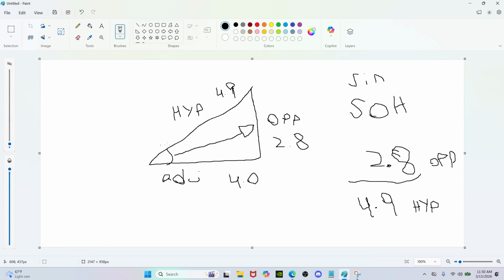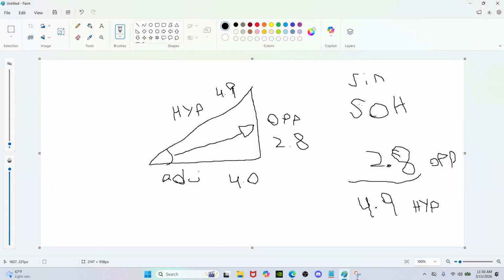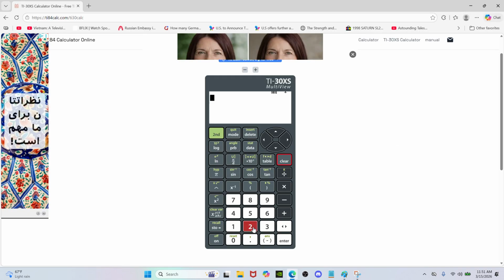We don't know it. But I'll be showing you how to do this on the TI-30XS right now. So the first step that we have to do is we just follow the SOHCAHTOA formula. So we are dealing with SOH here. So it would be opposite divided by the hypotenuse. So 2.8 divided by 4.9. You could use n over d right here, but it's okay. You can do it this way if you'd like.